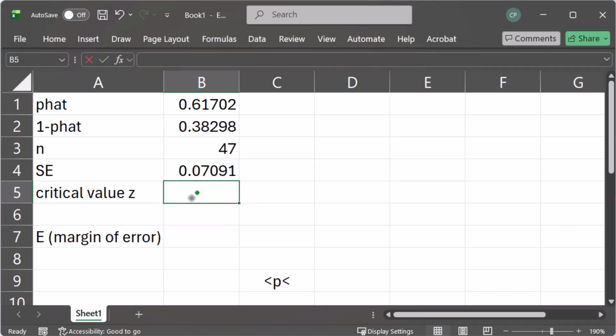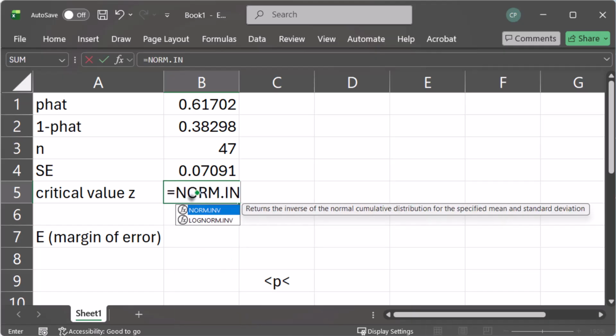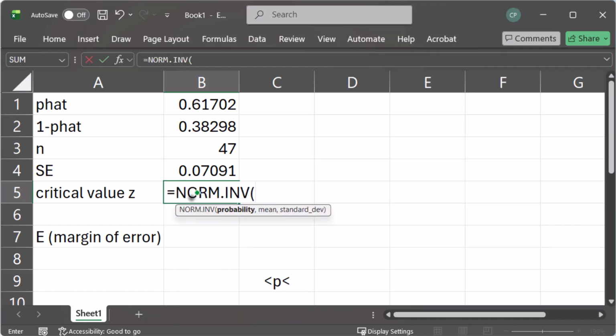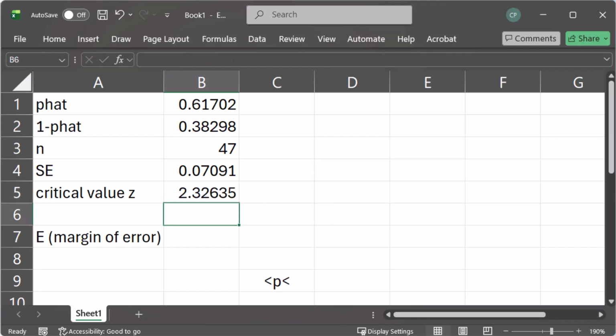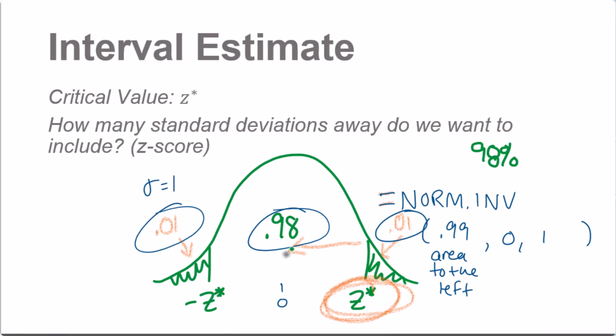So I'm going to do equals NORM.INV, putting in 0.99. The mean is 0, the standard deviation is 1. This gives me a z-score a little bit bigger than 2, which is kind of what I would expect from the empirical rule. If I wanted a different confidence level, I can just adjust this. I would do the same process.